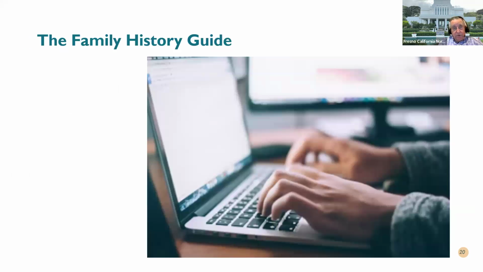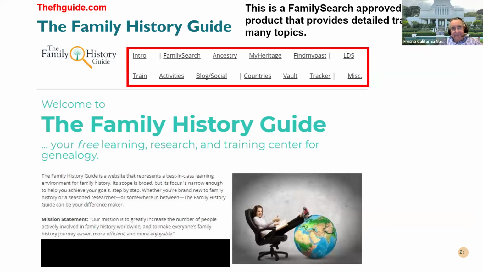And the last resource is one that's outside of FamilySearch called the Family History Guide. And this you can find online if you just go to thefhguide.com, or you can just Google the Family History Guide and it will get you there. This is a great resource. Like I said, it's a third-party product. That means it was written by people outside FamilySearch using the code of the FamilySearch website so it could interface with the FamilySearch website.